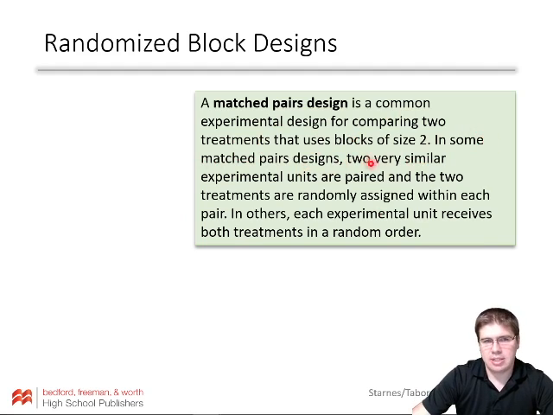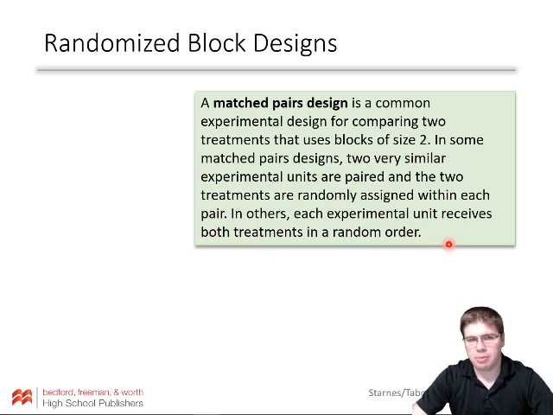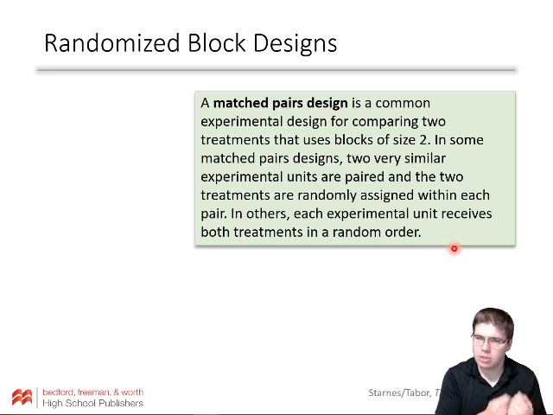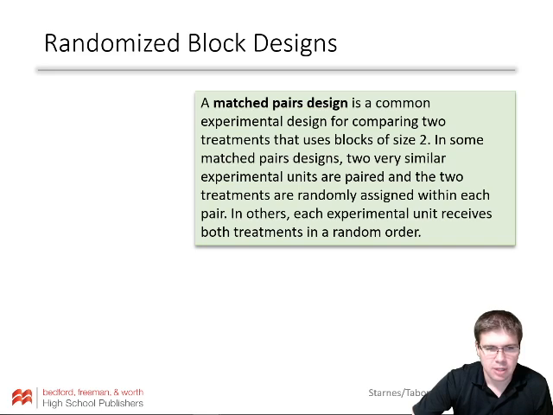In matched pairs design, two very similar experimental units are paired, and the two treatments are randomly assigned within each pair. In others, each experimental unit receives both treatments in random order. So you can pair either with somebody who's very similar to you or two individuals that are very similar to each other. We also will sometimes compare someone to themselves. They'll do a matched pairs design where each individual will do both treatments, and you randomize the order that you do the treatments in.